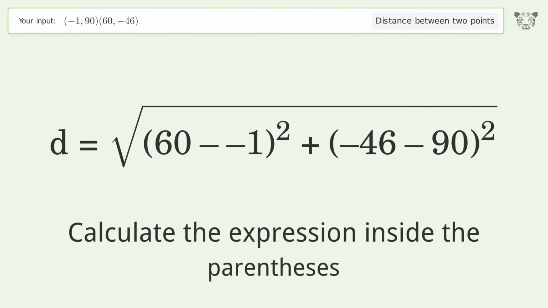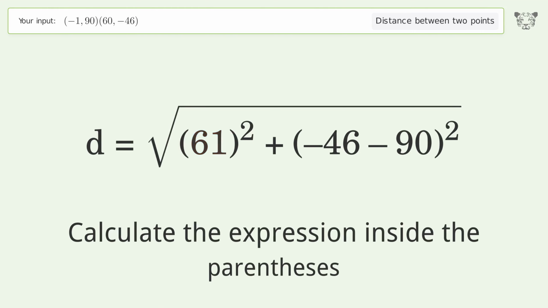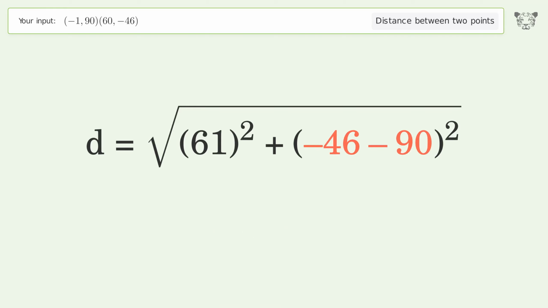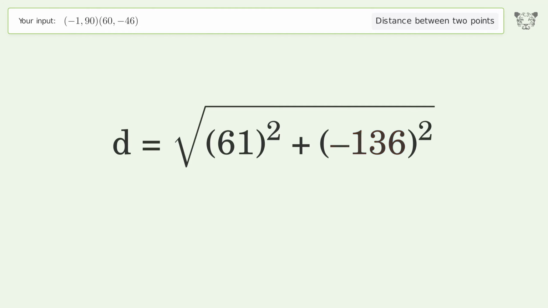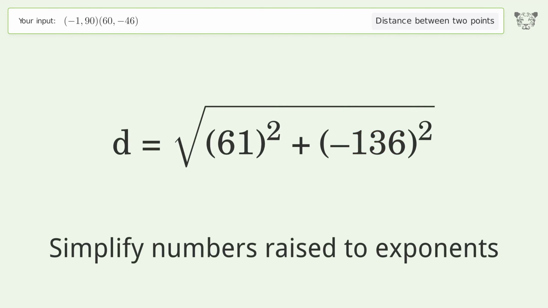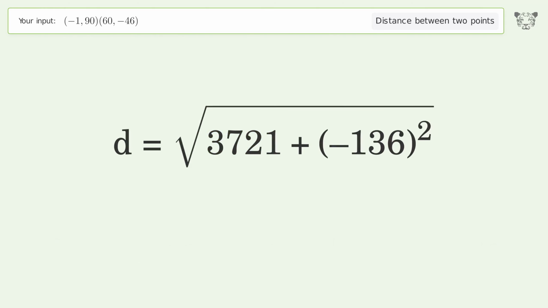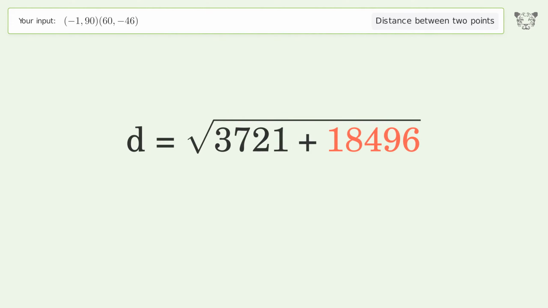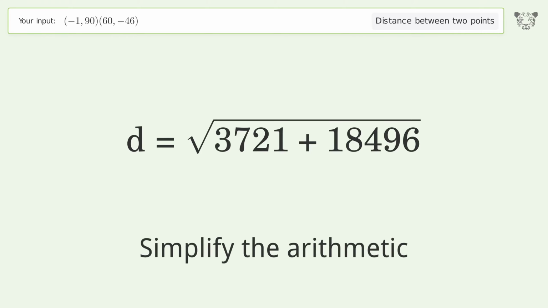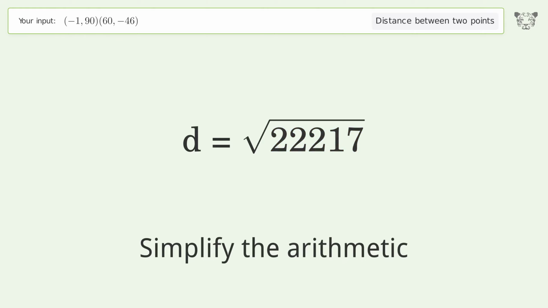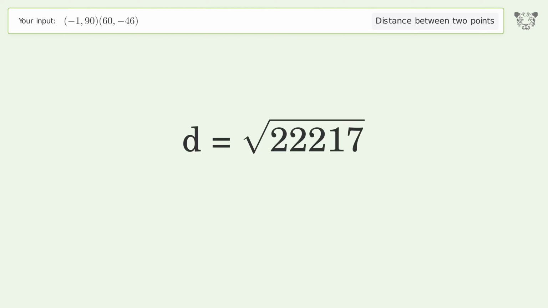Calculate the expression inside the parentheses. Simplify numbers raised to exponents. Simplify the arithmetic. And so the distance between the 2 points is the square root of 22,217, or 149.054.